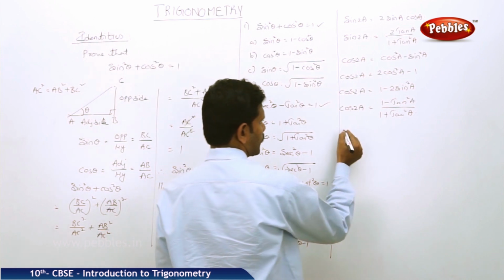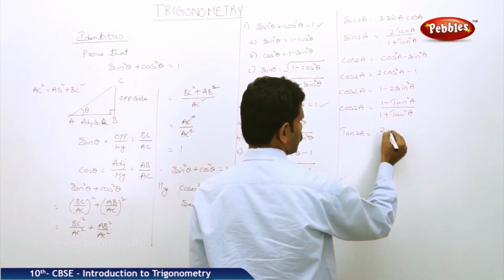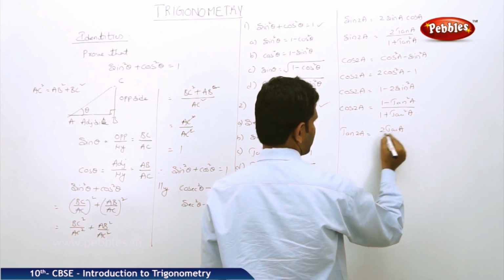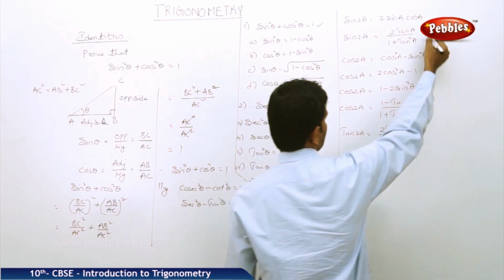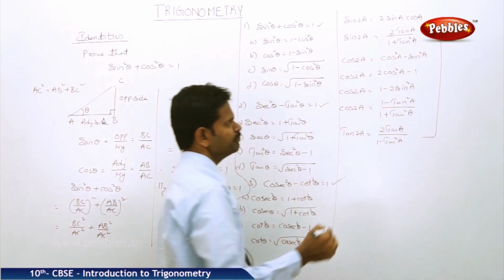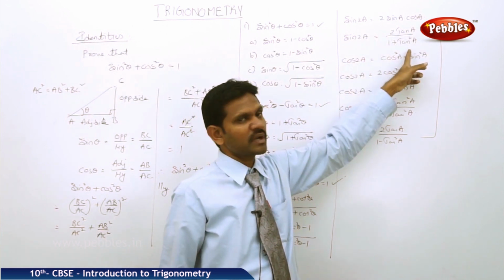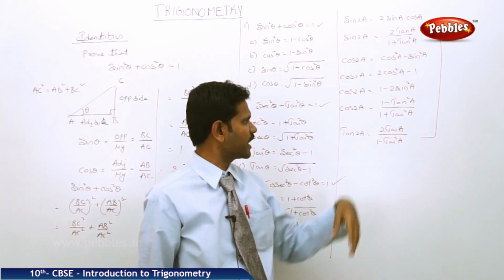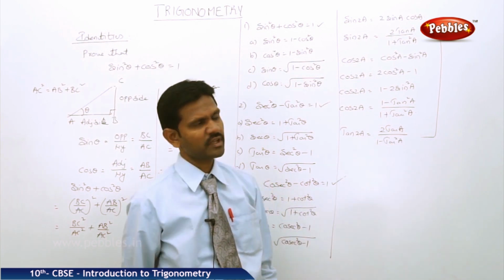Next, tan 2a is equal to 2 tan a by 1 minus tan square a. Please observe a small difference between these two. Sin 2a is 2 tan a by 1 plus tan square a. Tan 2a is equal to 2 tan a by 1 minus tan square a.